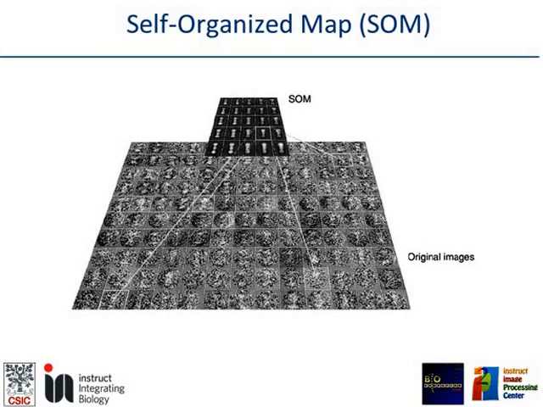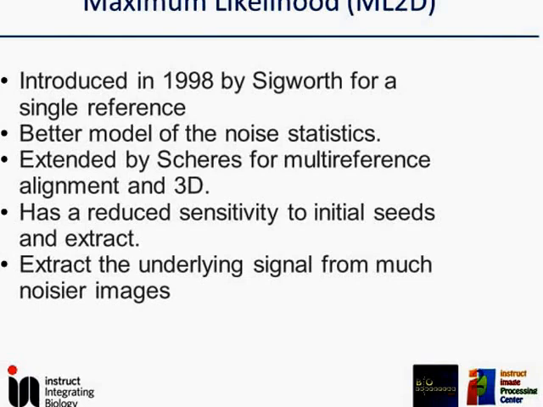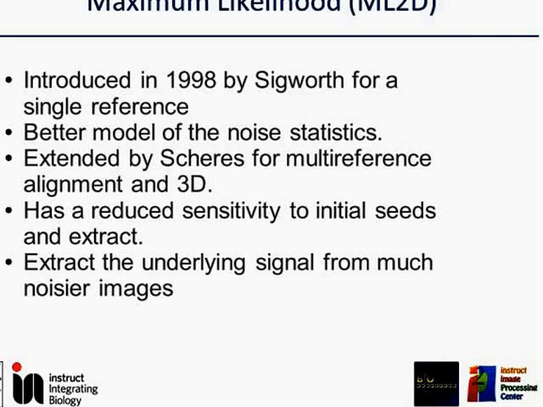Another approach that is also some kind of fuzzy classification is the maximum likelihood type of algorithm. This is a model that was introduced in 1998 by Fred Sigworth, but it was only for a single reference refinement. So you have a reference, and he proposed a model where your image was some variation of this reference, variation in terms of alignment, that is some rotation and some shift, and also a component of noise. In this approach, a statistical model of the noise was also provided. So the noise was estimated as a Gaussian in the shift, and also a uniform variation of the rotation. And then this maximum likelihood was very robust in dealing with noise.